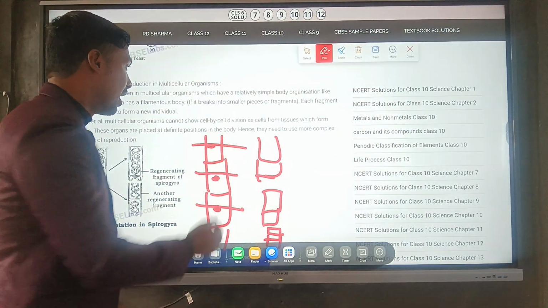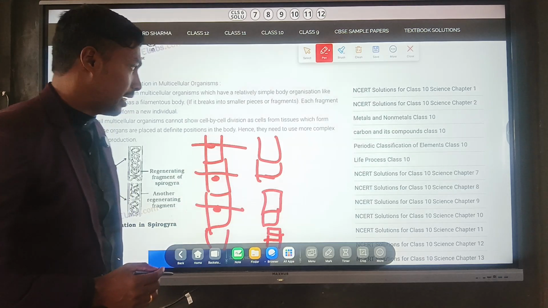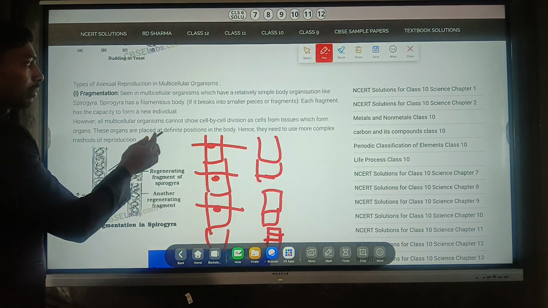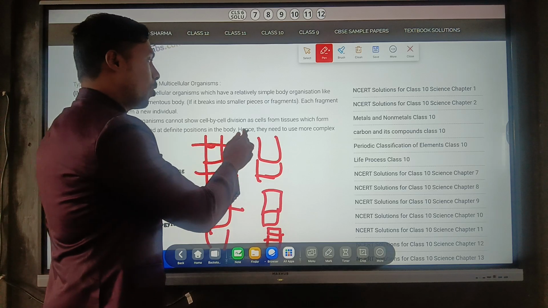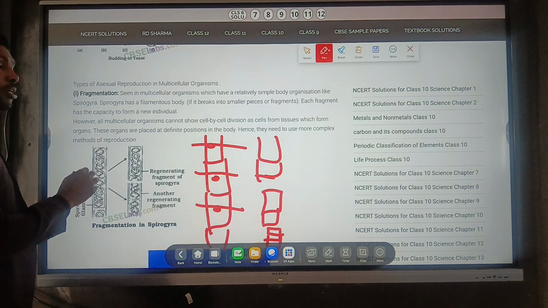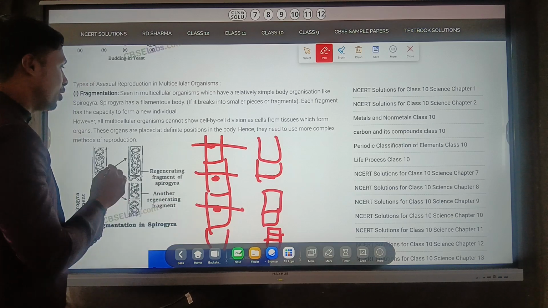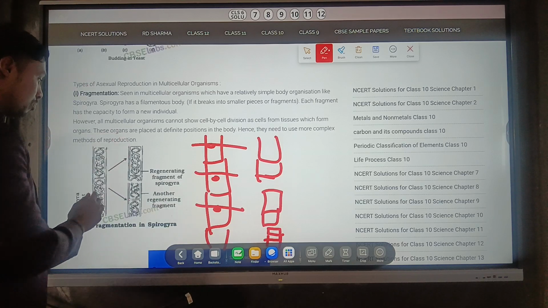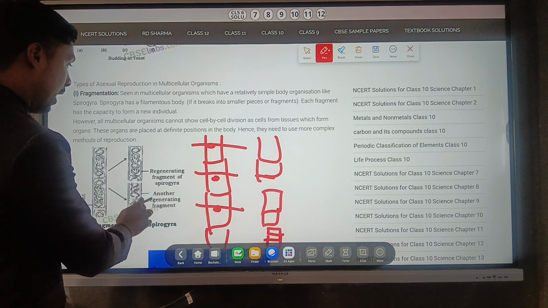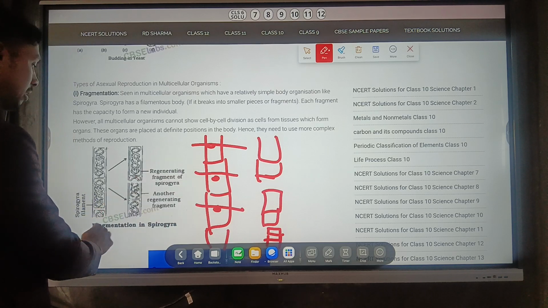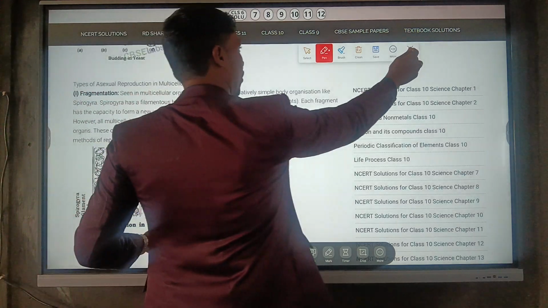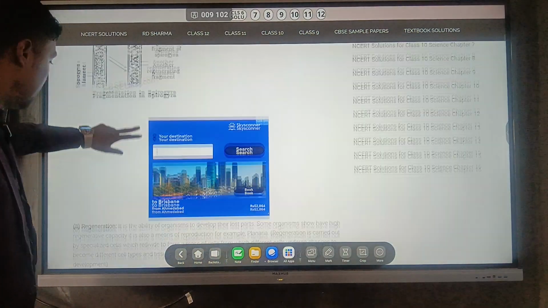So all multicellular organisms cannot show cell by cell division. What is cell division? Like mitotic cell division and meiotic cell division, as well as forming tissues which form organs. These organs are placed at different positions in the body. Hence, they need to use a more complex method of reproduction. So here you can see the fragments of Spirogyra, and fragmentation in Spirogyra is the best example for algae.